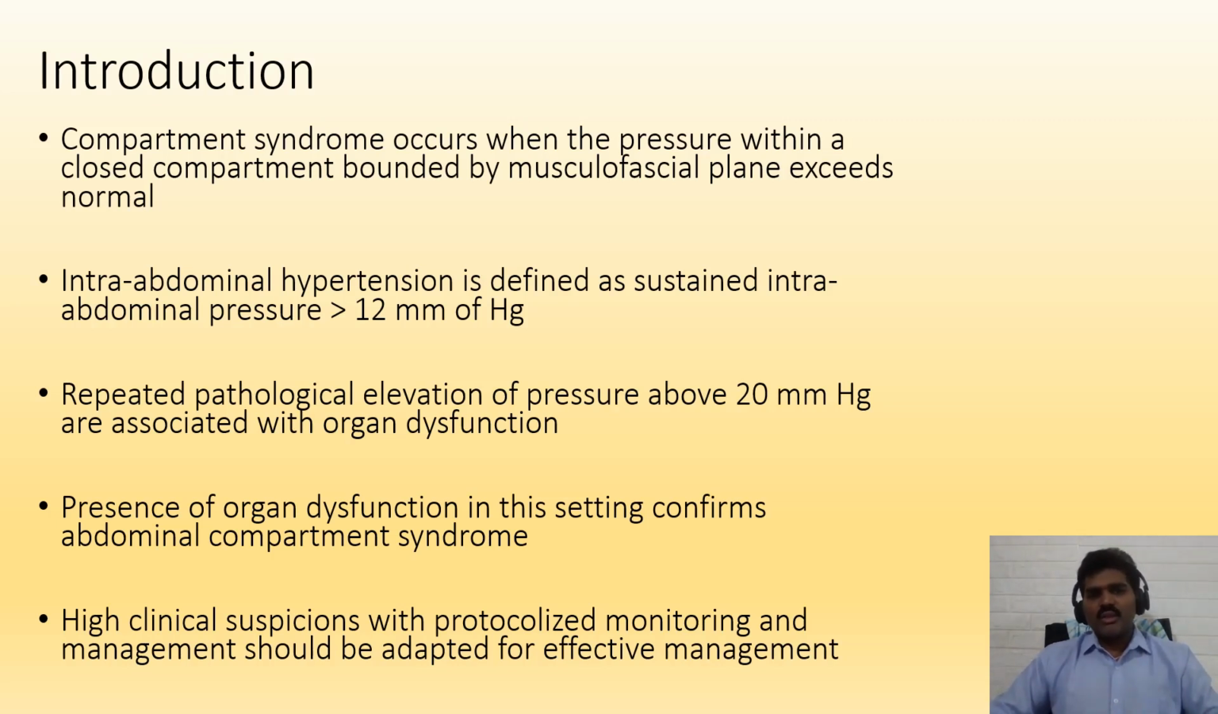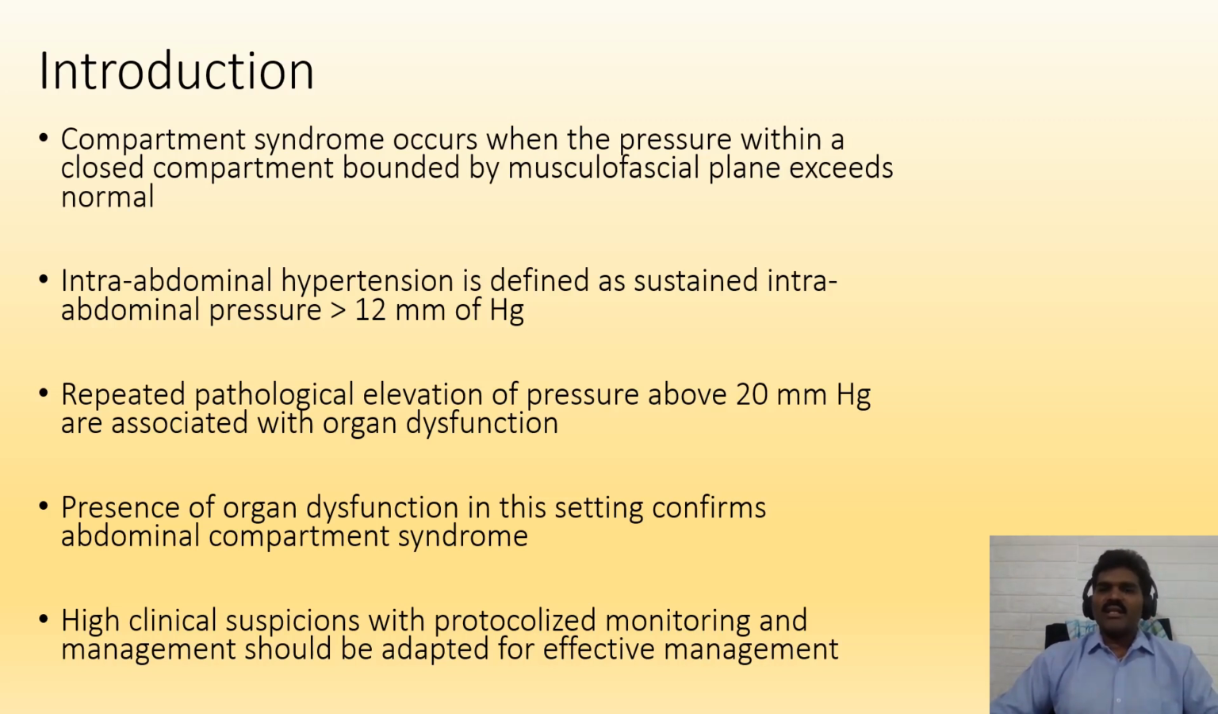When it comes to intra-abdominal hypertension, the normal abdominal pressure should be less than 12 millimeters of mercury. Whenever there is a sustained rise of abdominal pressure of more than 12 millimeters of mercury, it is termed intra-abdominal hypertension. When this intra-abdominal pressure repeatedly exceeds 20 millimeters of mercury, it has the potential to cause end organ damage or organ dysfunction. The presence of organ dysfunction and increased abdominal pressure confirms abdominal compartment syndrome.